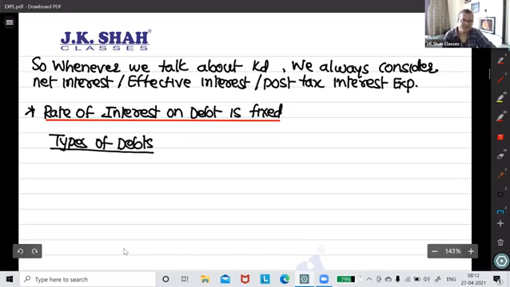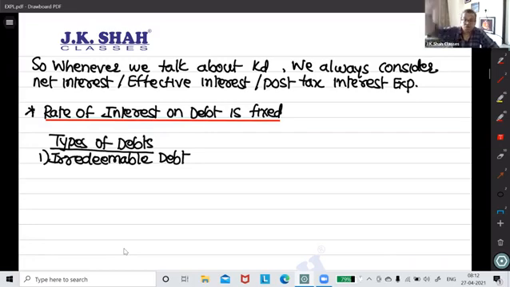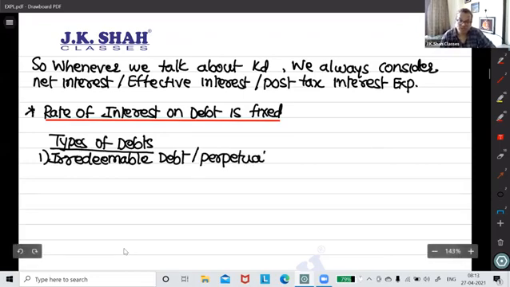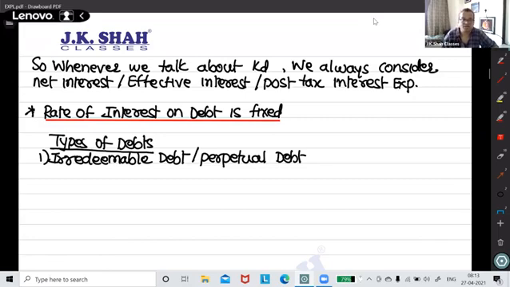Now see how it is classified. It says irredeemable debt. Now, if the chat box was on, I would have almost come out of my laptop. So how would the debt be irredeemable? Also known as perpetual debt. Okay, so who would give you an unending loan, sir? Right. I know this is a common thing.